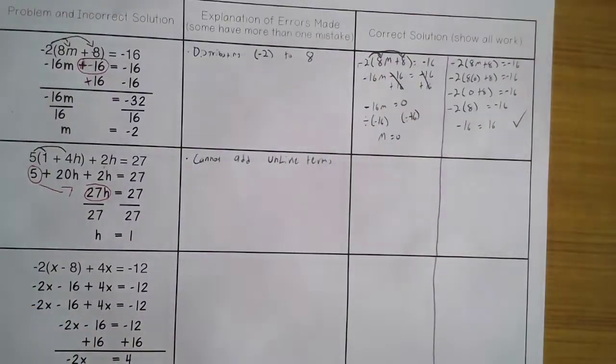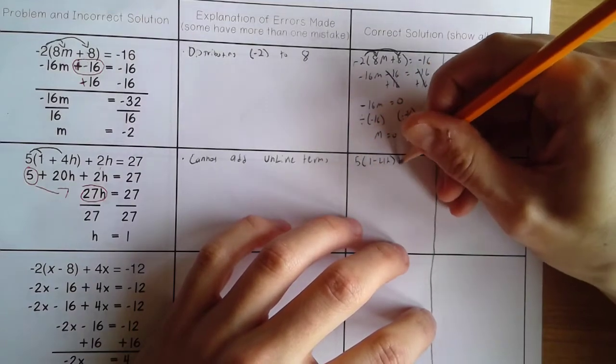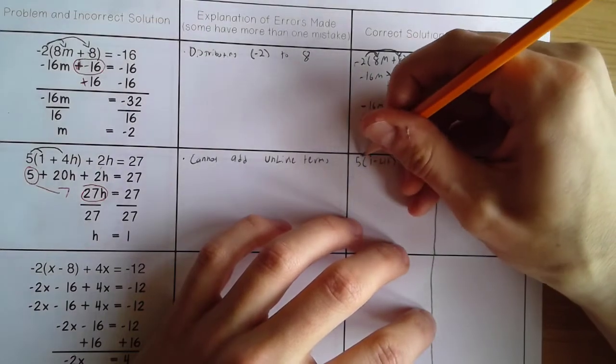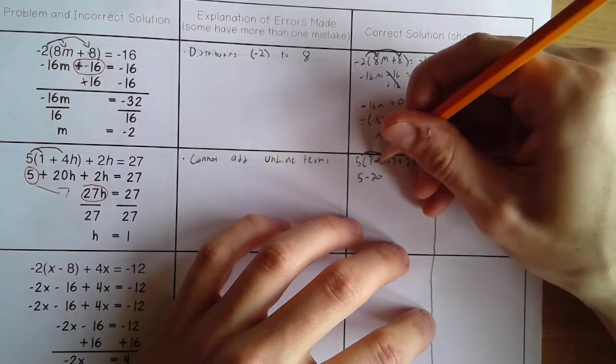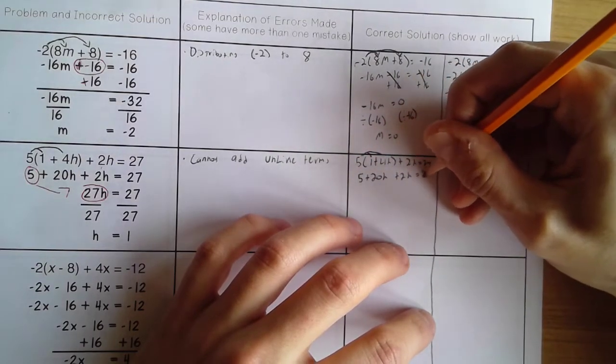Great, easy explanation. Let's go through and solve this problem quickly ourselves. Rewriting the problem again. Now we're going to distribute the same way they did before. So it's going to be 5 minus 20h. Oh, that is a plus, excuse me, plus 20h plus 2h equals 27.